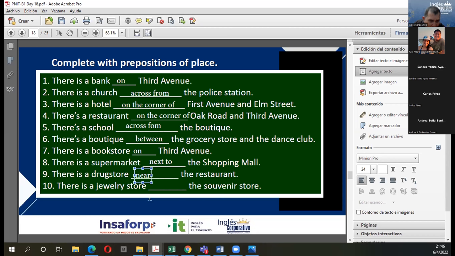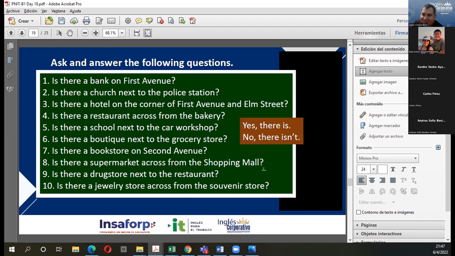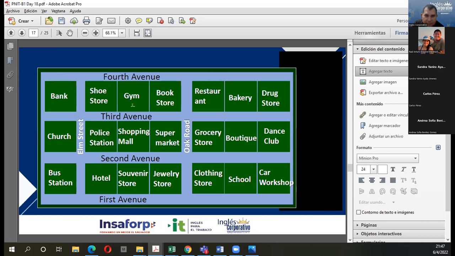Okay. The jewelry store. Next to. Ahora vemos acá. Is there a van on First Avenue? Veamos, van. Quiero ver. No.